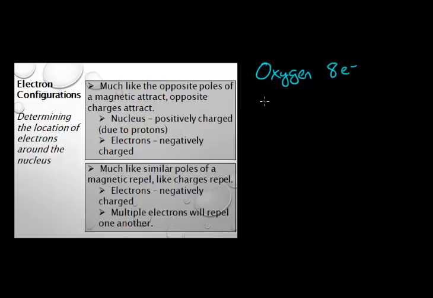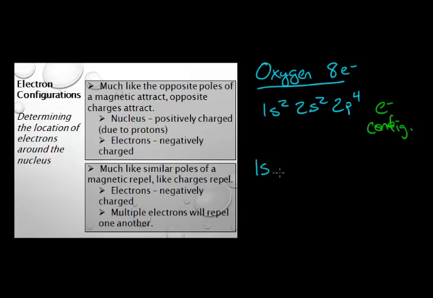Oxygen has 8 electrons. When I write the electron configuration, I'd write 1s2, 2s2, 2p4. Now recall the coefficient represents the energy level, the letter represents the shape of the electron cloud, or the shape of the orbital, and the exponent represents how many electrons are in each of those respective clouds. This is an electron configuration.